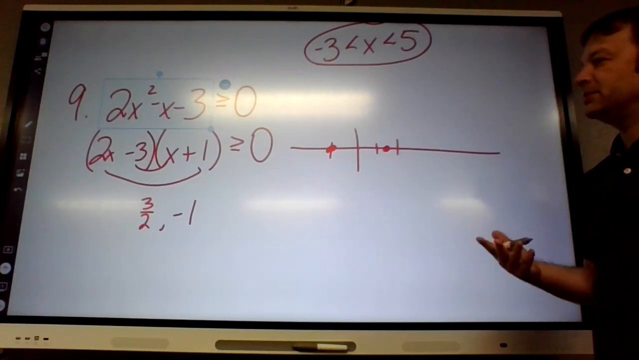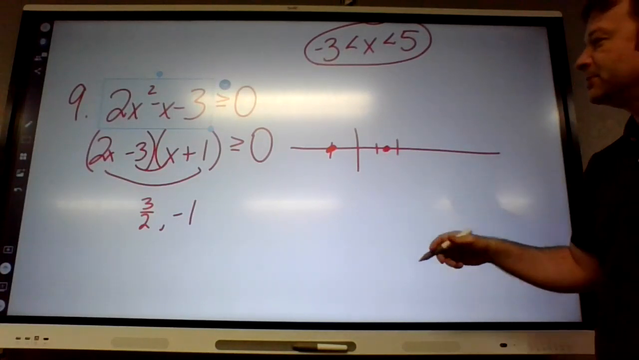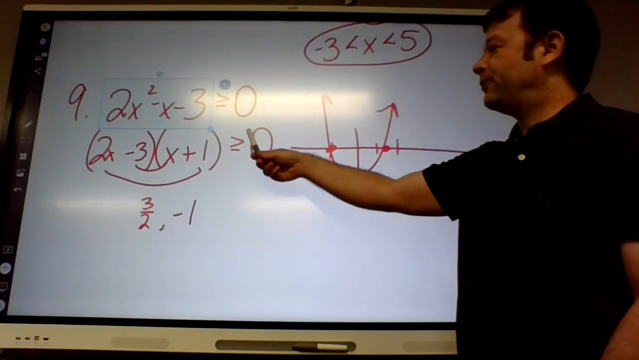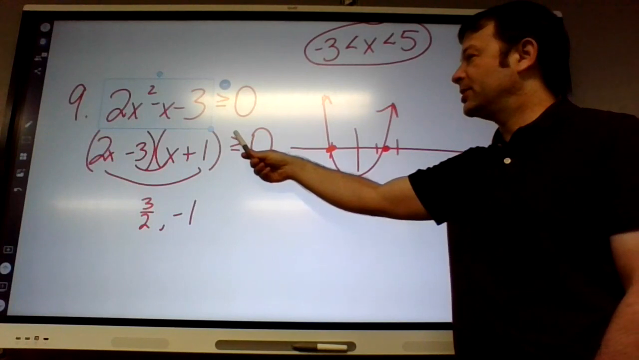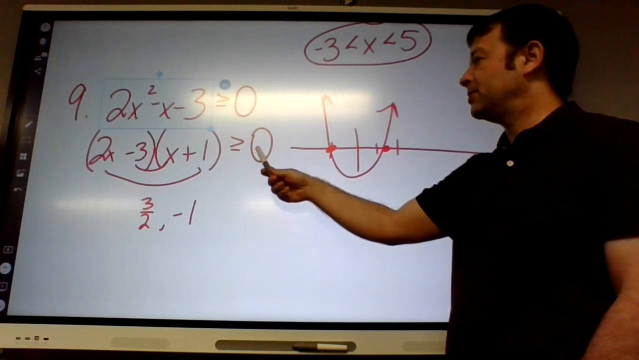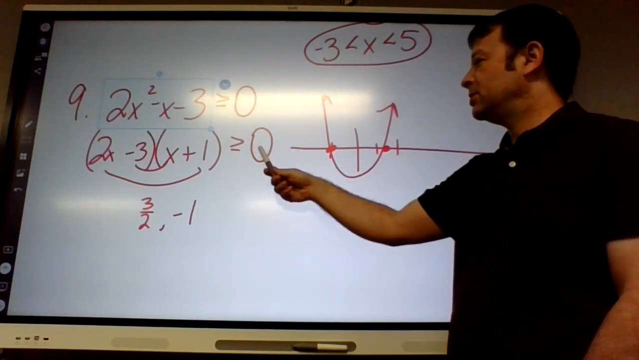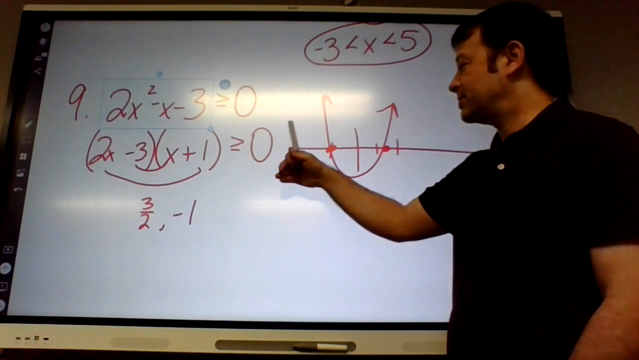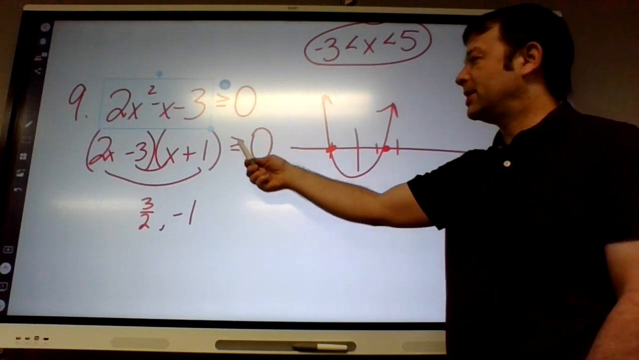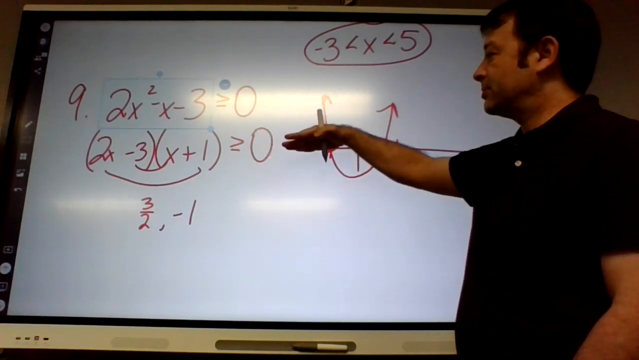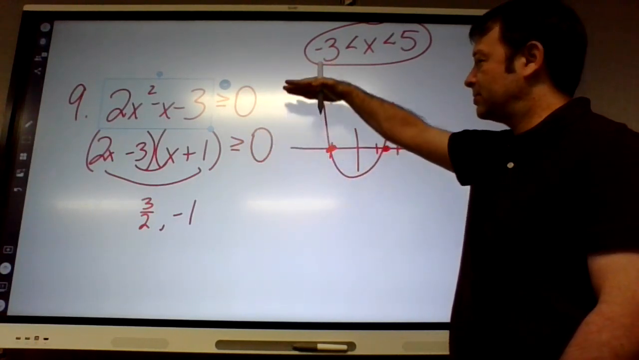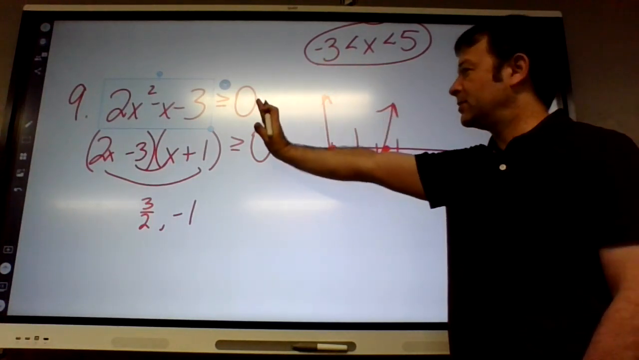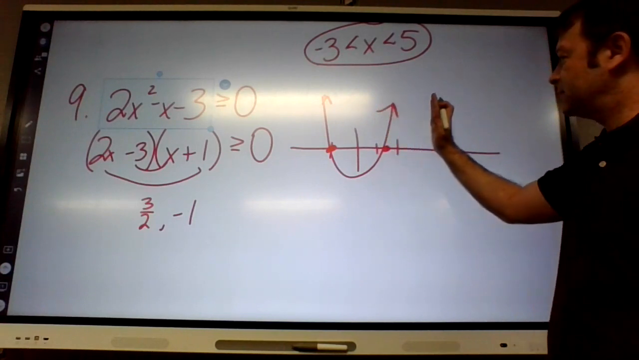Okay, what shape is it? It's another parabola, so it's going to be kind of like the last one, except this time it's asking where it is greater than or equal to 0. Last time it said less than 0, so that meant where it is negative. This time it's greater than, so that means where it is positive. Here and here. So it'll be positive to the left and positive to the right.